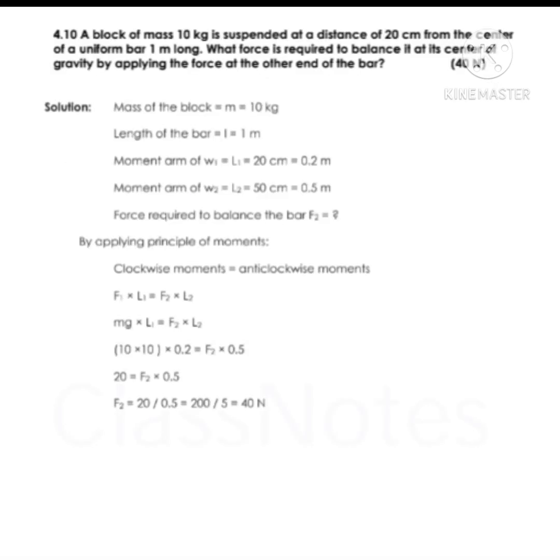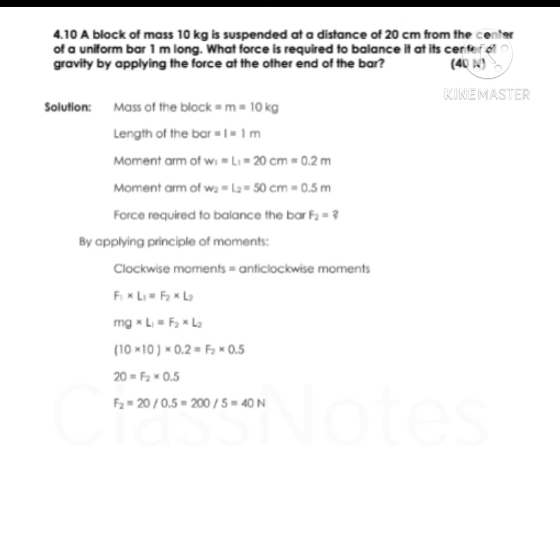Last numerical is: a block of mass 10 kg is suspended at a distance of 20 cm from the center of a uniform bar which is 1 meter long. What force is required to balance it, if its center of gravity is at the center, by applying the force at the other end of the bar? Mass of the block, small m, equals 10 kg and length of the bar is given as 1 meter.